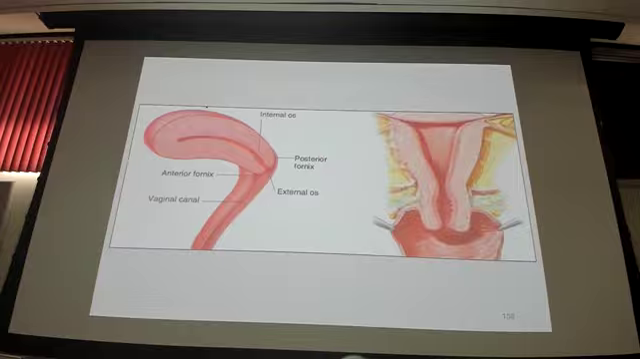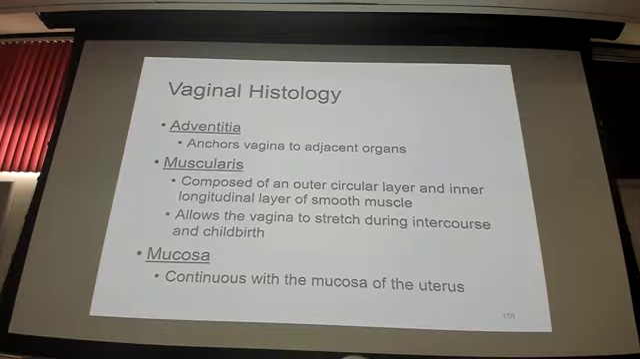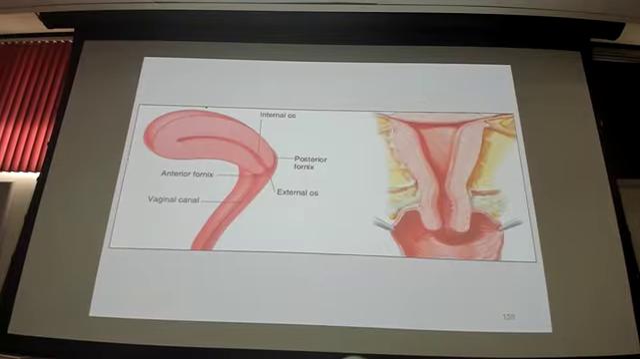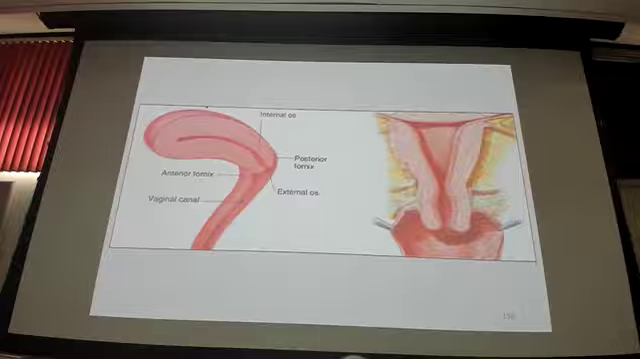are here. Let me change to a different color. The fornices are sort of these two pockets on either side of the cervix, okay?